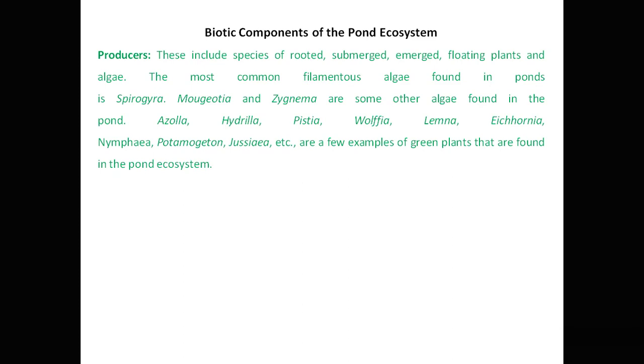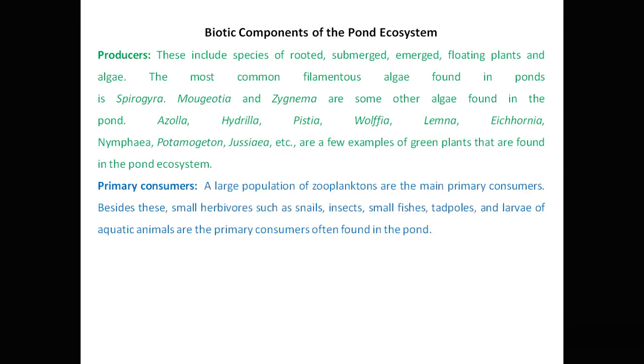The biotic component of the pond ecosystem includes, obviously, first the producers. These include species of rooted, submerged, emergent and floating plants and algae. The most common filamentous alga which we find in a pond is Spirogyra. Besides Spirogyra, Mougeotia and Zygnema are also algae which we find in ponds. Azolla, Hydrilla, Pistia, Wolffia, Lemna, Eichhornia. These are some examples of green plants available in the pond ecosystem.